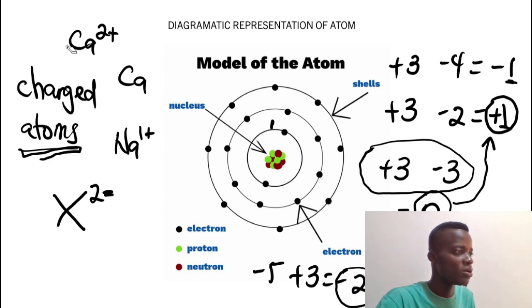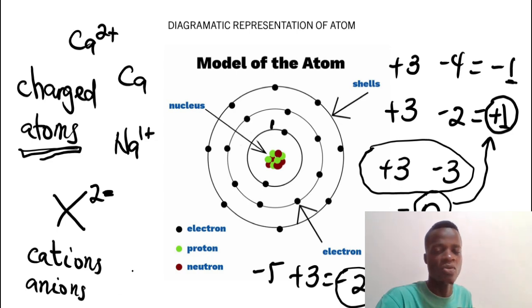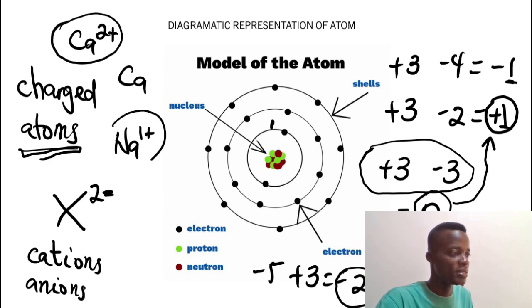What do we need to know again? We need to also know that because they are positively and negatively charged, they have different names. Those that are positively charged, we call them cations. And those that are negatively charged, we call them anions. If there is no charge, it's just a neutral atom. So Ca2 plus is a cation, Na plus is a cation because it is positively charged, and then this, let me just write Cl minus, this is chlorine, this is an anion.